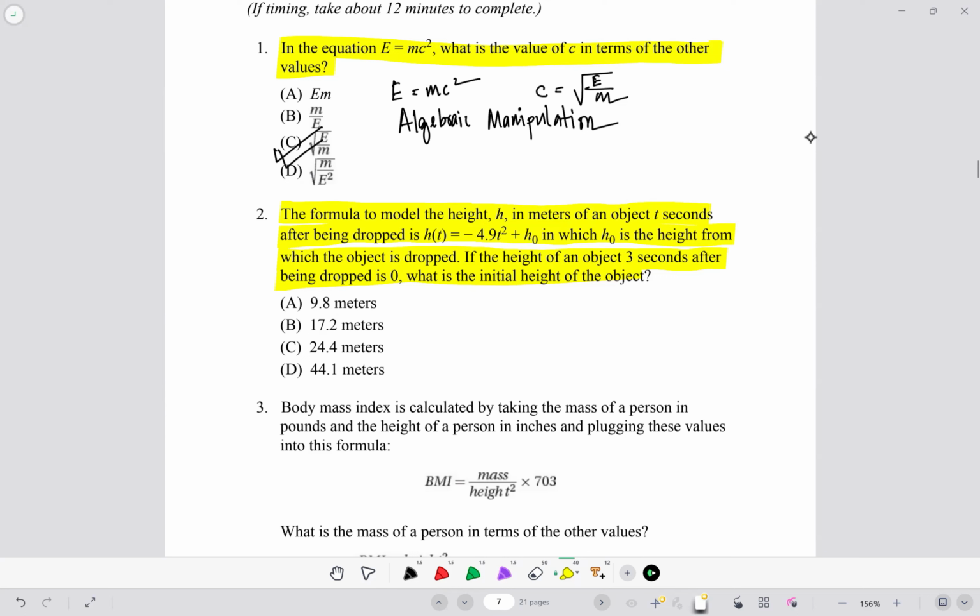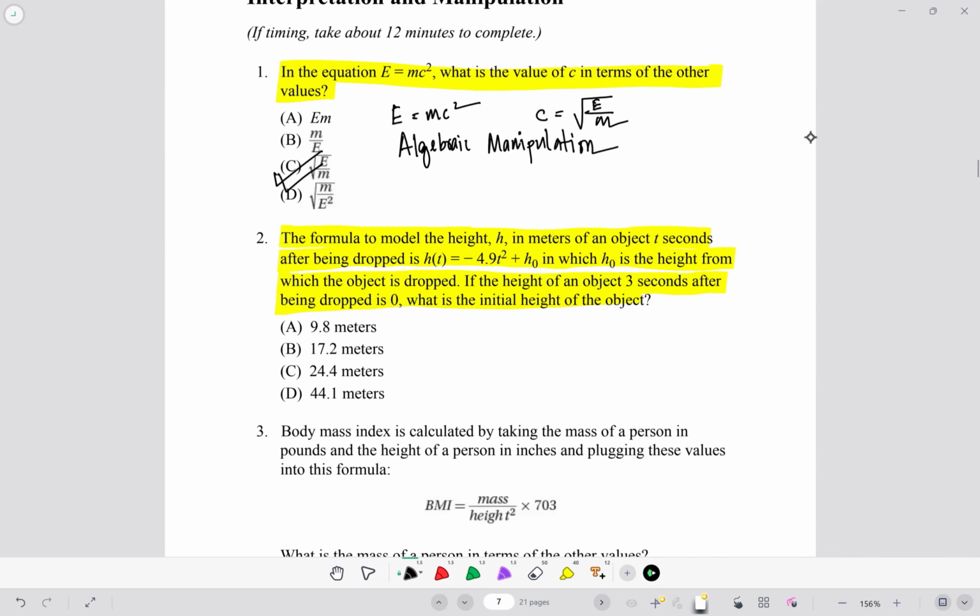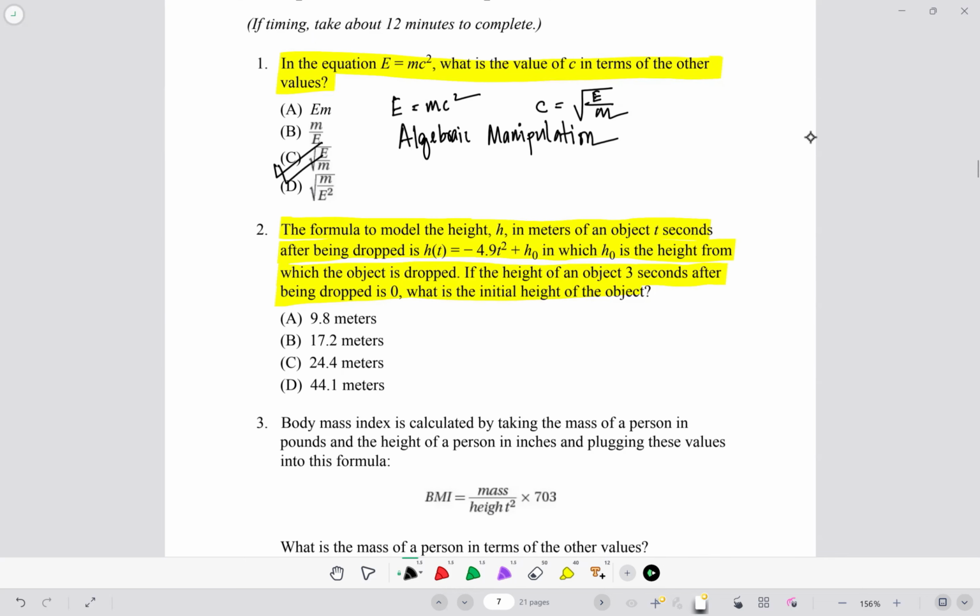Yeah. Okay, now tell me, how can you solve this problem? Just give me some random ideas. You don't need to give me the exact solution. You can plug in 3 for the time and 0 for the height, or whatever. Something like that.